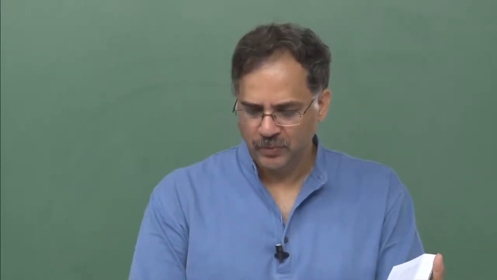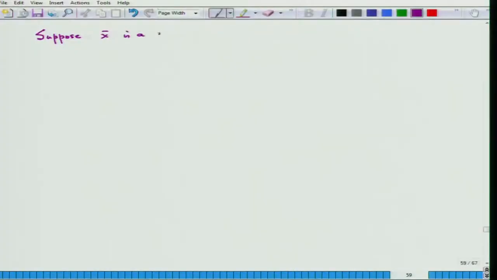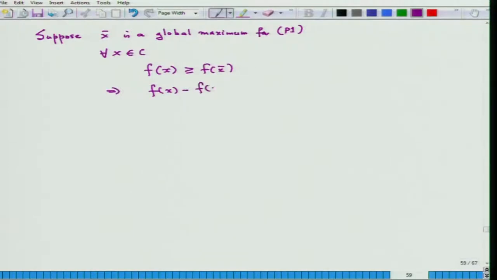Now, suppose x bar is a global maximum for P1, then for all x in C, f of x is bigger than f of x bar, and that would imply that f of x minus f of x bar is bigger than, sorry, I am making a mistake, it is maximum, so it will be opposite. So, it will imply that f of x minus f of x bar is negative.